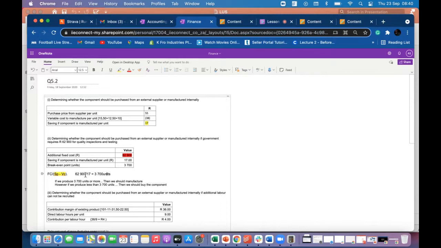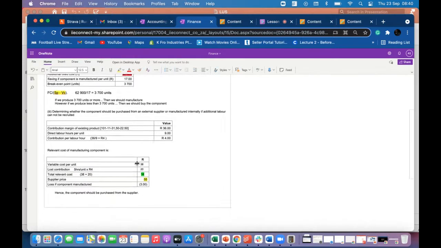Okay, so basically, if we can make these units, that means we won't make a loss in terms of the fixed costs. All right. So here it's saying, if you check the answer, the recommendation: if we produce 3,700 units or more, then we should manufacture. However, if we produce less than 3,700 units, then we should buy the component, okay? Because then we won't be able to cover this fixed cost. So it's better we just buy the component and forego this cost saving. Okay, that's pretty much what they're saying over there.